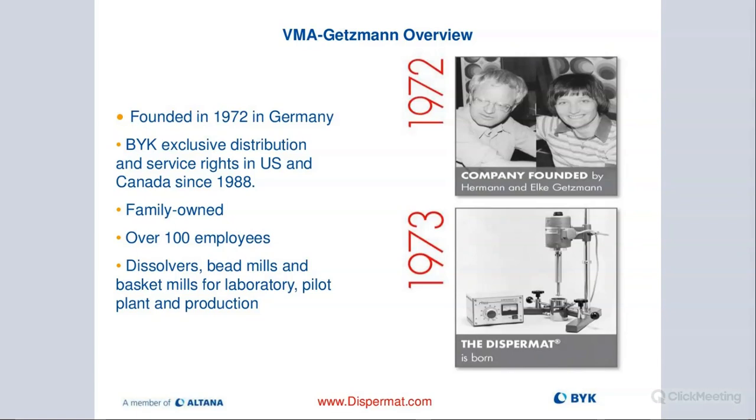BYK-Gardner and BYK USA have actually had the exclusive distribution rights for the product line since 1988. And just a quick story behind it. Our former CEO, way back in the mid-70s, early 80s, actually brought some of these Dispermats over from Europe and basically put them into the lab space in Connecticut. Customers came in to visit and do tours through the lab, and they really liked the Dispermat design. The noise level is very low, very functional pieces of equipment.